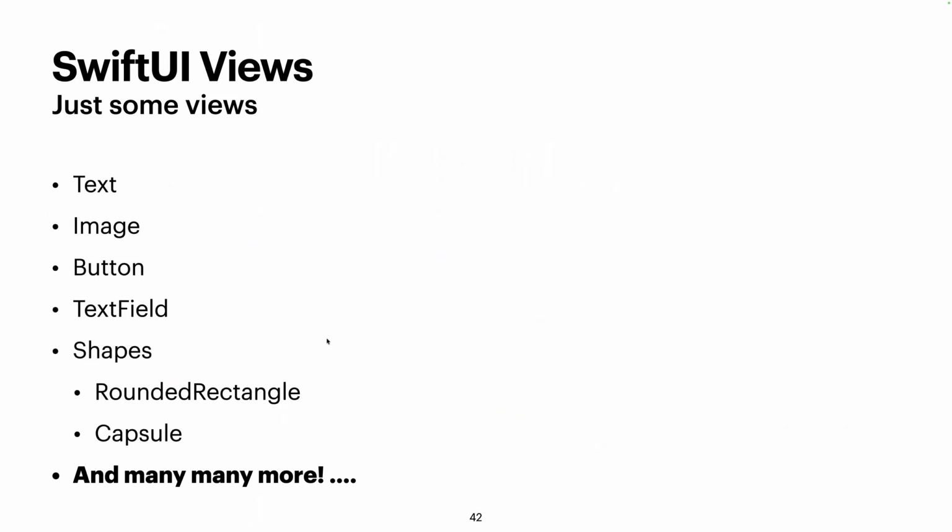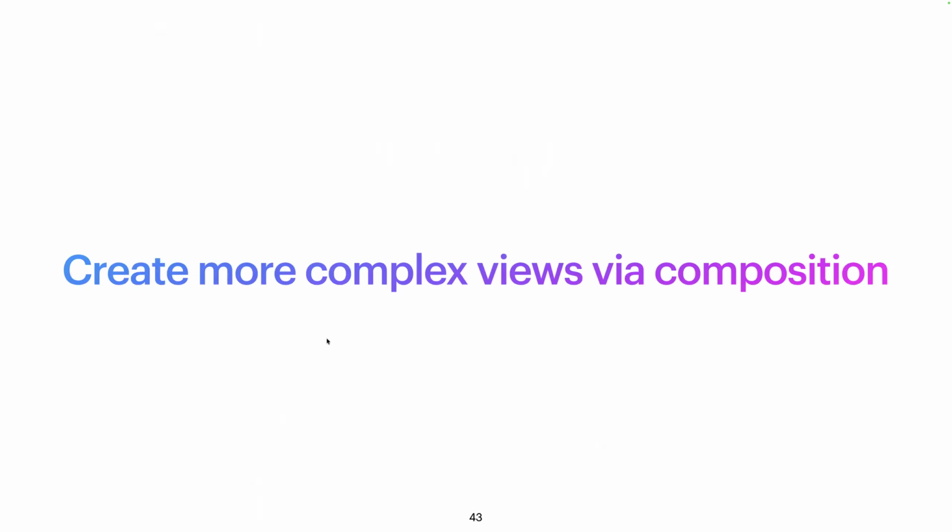So what do I mean by SwiftUI views? Apple gives us some fundamental building blocks, so fundamental views. For example, Text to show some text on the screen. If you want to show an image, there's Image, buttons, text fields, shapes, and so much more. So we use these primitive views, and to create more complex views, we can compose them together to create views that are more custom to what we want.